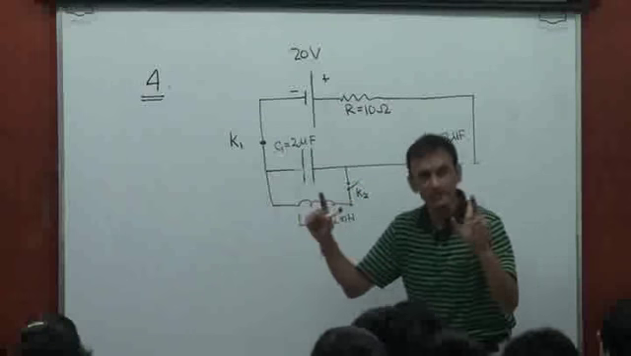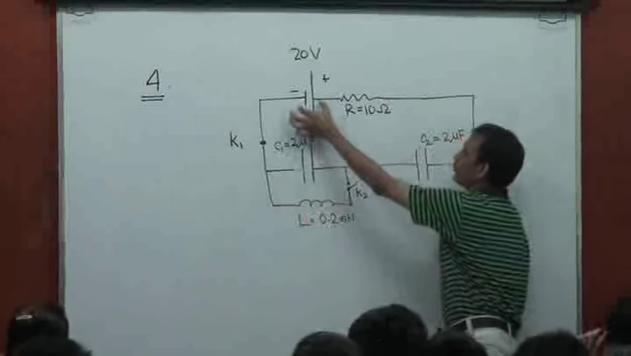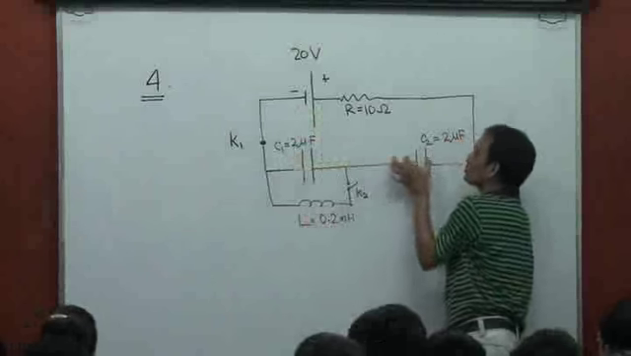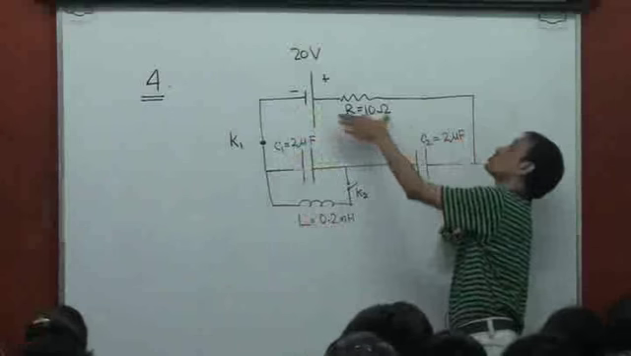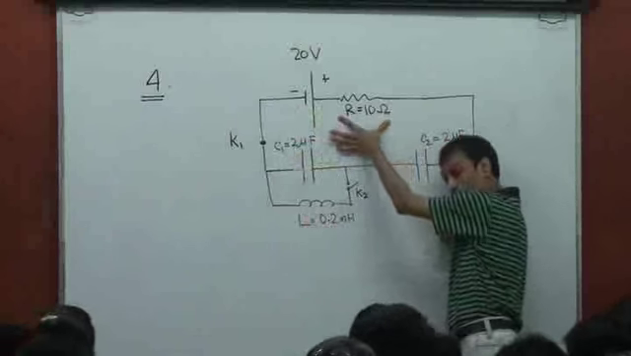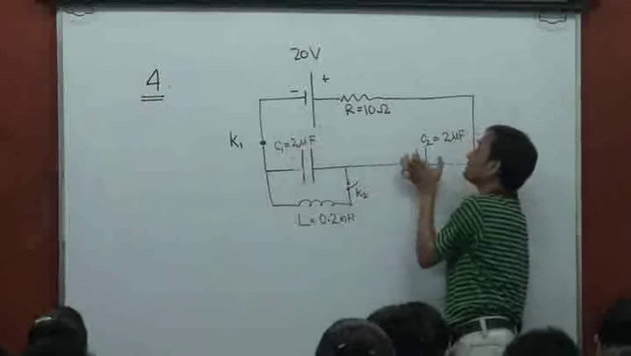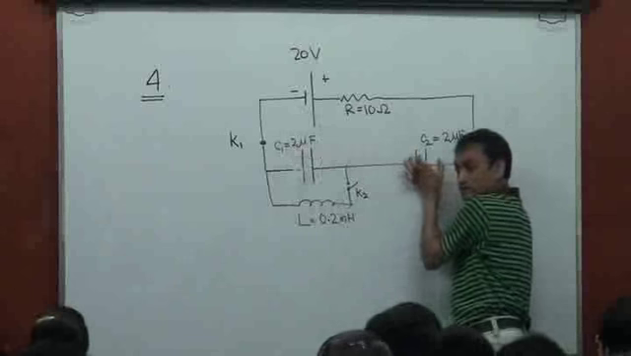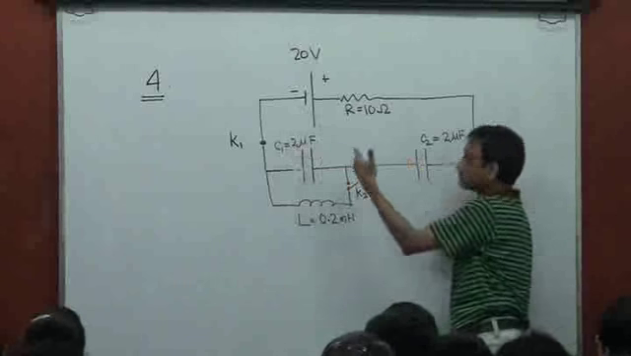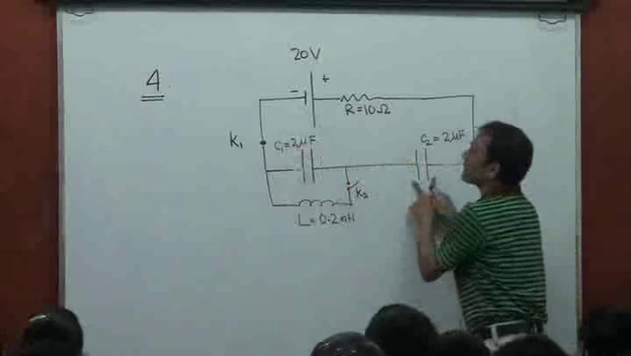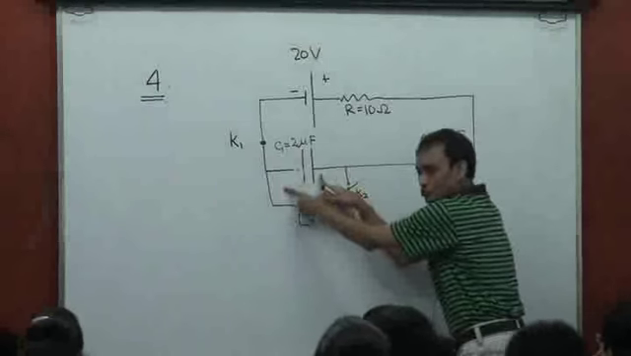If there is no current driven in the upper loop, this 20 volts gets equally apportioned between these two identical capacitors because there is no fall of EMF, no fall of potential across the resistance. So this 20 volts gets equally divided between these two capacitors, right? That means this becomes party to 10 volts, this becomes party to 10 volts.